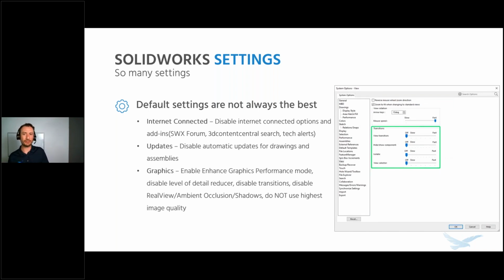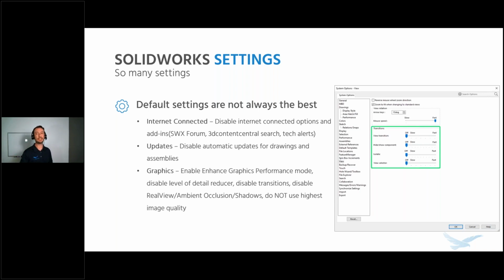Here's more of those animation transitions. So this is under System Options, View. You can animate a lot of these things, like when you switch from front view to top view, it'll actually animate your model moving. Hide show components: if you've got a component that's opaque and you want to hide it, it goes transparent and then disappears. If you want it to just disappear, you can just turn that animation off. Same thing for isolate and things like that.